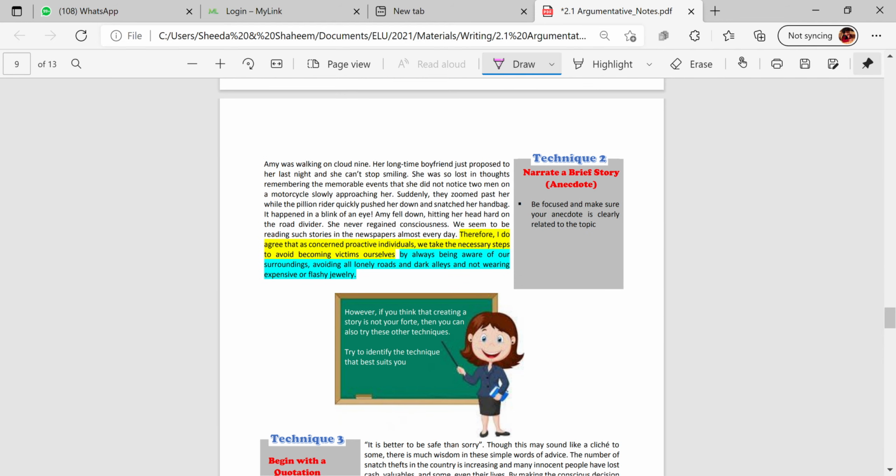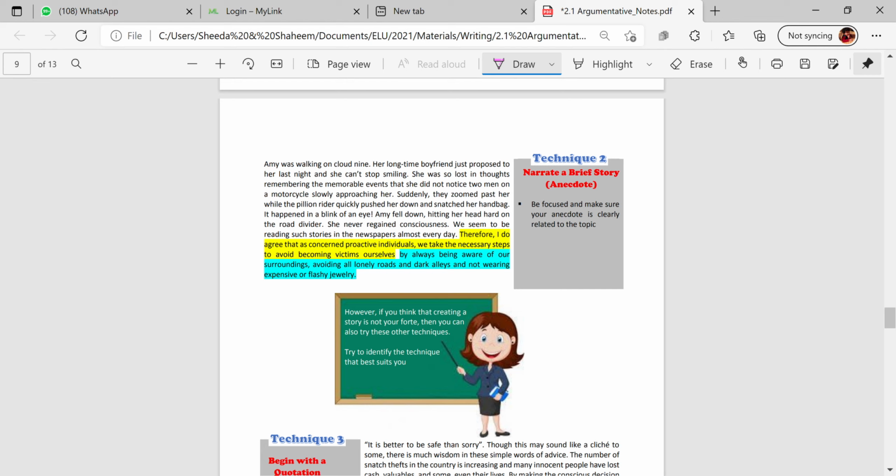Narrate a brief story. An anecdote is a brief story. But make sure that you are focused on answering the question. The theme of the anecdote must answer the question. For example, here, Amy was walking on cloud 9. Her longtime boyfriend just proposed to her last night, and she can't stop smiling.